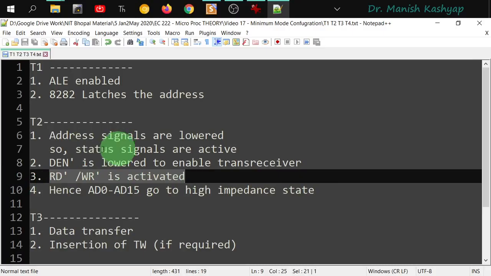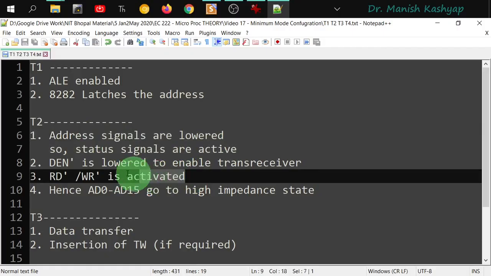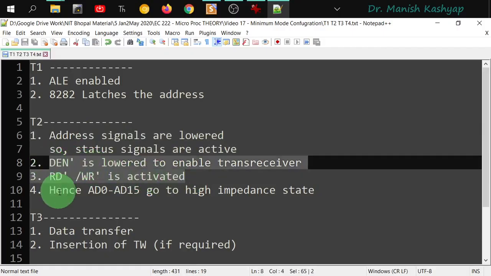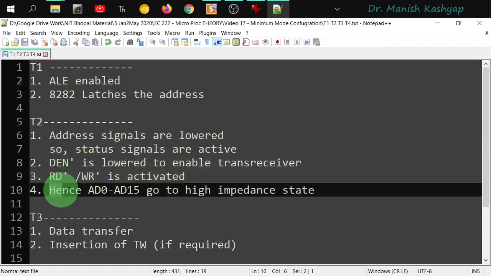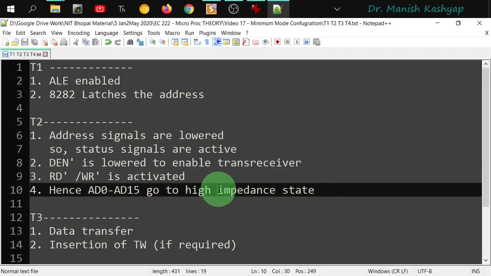I mean, when these status signals are activated in the second T state, in the first state you have transferred the addresses. In the second state, apart from the data bus, the last four bits of the address lines will be representing the status signals. But since the activation work is going on for the transceiver, whatever is there on this data bus will not be of any use to us. So it will be in the high impedance state.